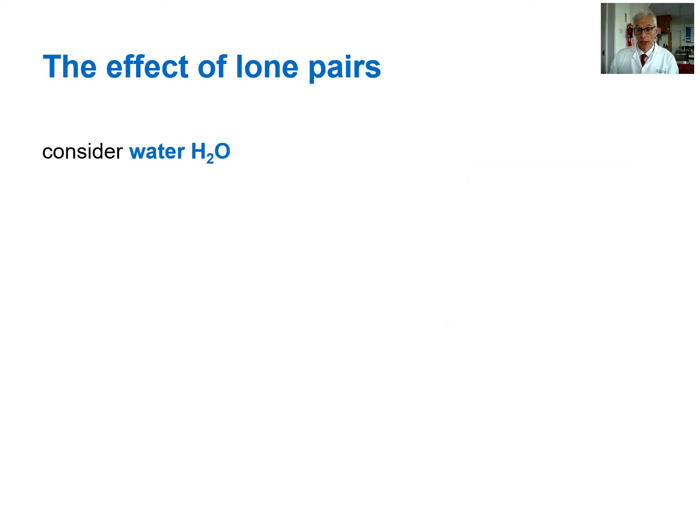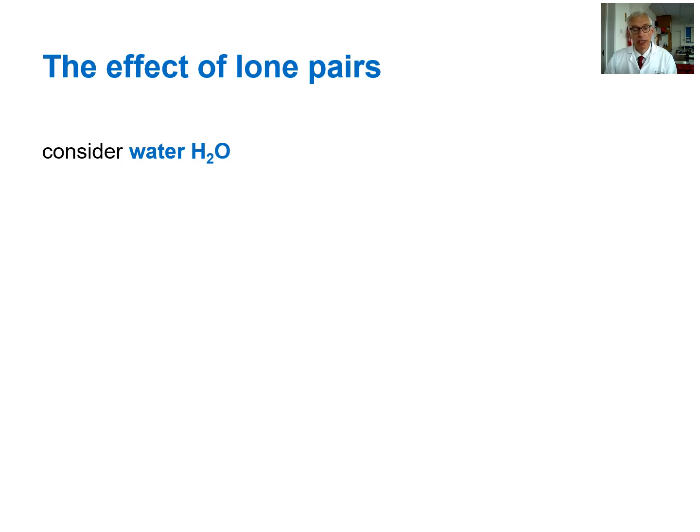So again, looking at the effect of lone pairs, consider water. So I'd like you to determine the shape and bond angle in a water molecule. You'll need the dot and cross diagram, and then to take into account both bond pairs and lone pairs to determine the shape. So pause the video, come back when you are ready to check your answer.